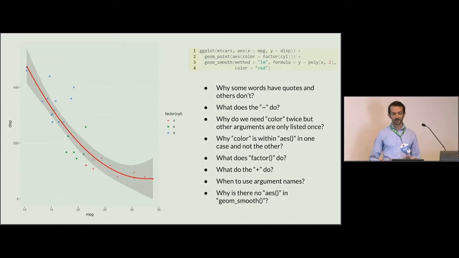So for instance, why are there some words that have quotes and others that don't? What is this funny wiggly sign here? Why do we have aes here, but not here? Lots of things like that, that if you are familiar with ggplot seem very obvious, but as a beginner might take a lot to learn.